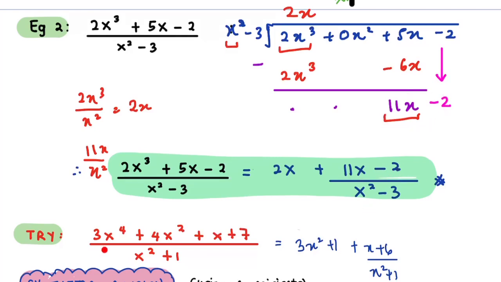So this is one question for you to try. So please try it out on your own. You should get this answer here. So that is the end for the topic of long division.